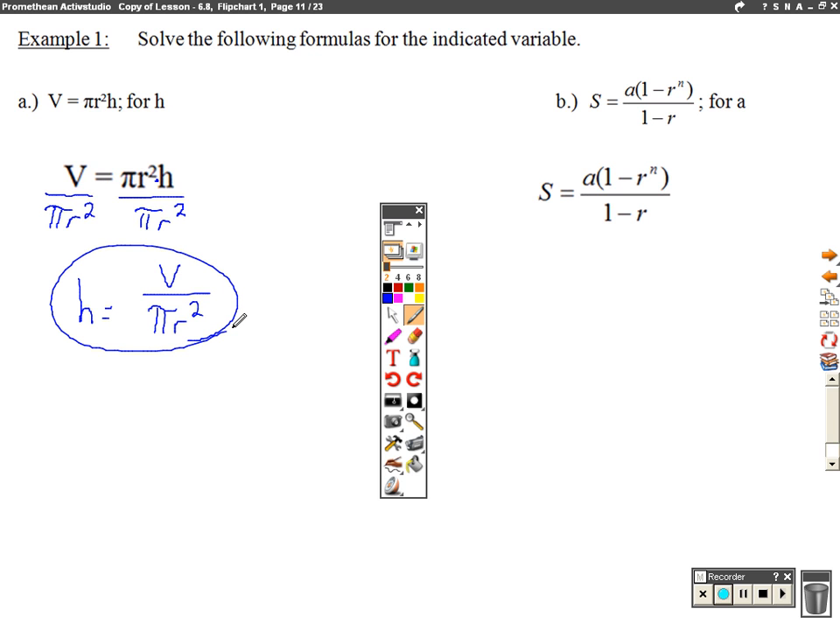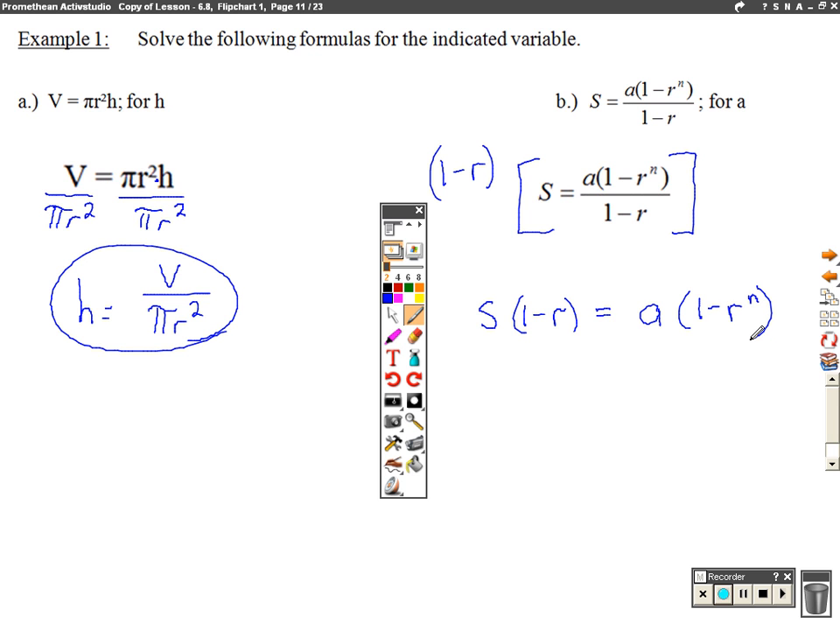But when you look over at letter B, this is a rational formula because we have a rational expression with variables in the denominator. A good rule of thumb for this is to multiply both sides by the LCD, which is exactly what we did in the last section. Our LCD is just going to be 1 minus r. If I multiply through by 1 minus r, on the left side I'm left with s times 1 minus r, and on the right side the 1 minus r's cancel, so I'm left with a times 1 minus r to the n.